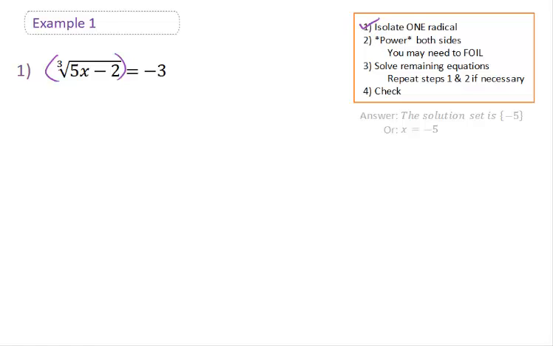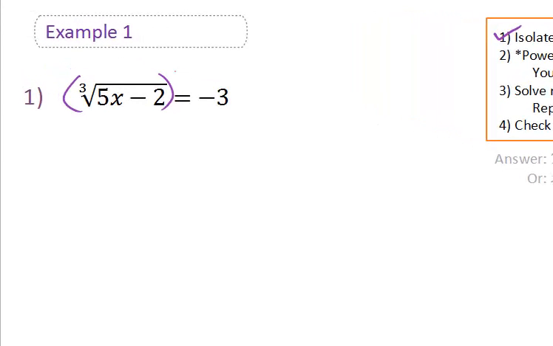Step number 2 means I need to power both sides. The power that I'm going to use here is a 3, because that's going to cancel out my cube root. If I do it on one side, then I need to do it on the other side as well. On my left, my cube and my cube root cancel out, leaving me with just 5x minus 2. So there's no more root involved. On the right, I have negative 3 to the third power, and that simplifies to negative 27.